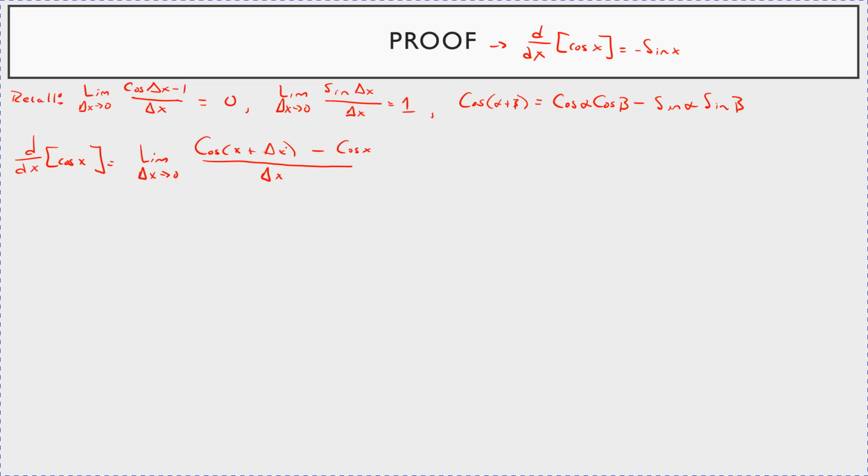So look, you can see we're going to use this trig identity, right? Cosine of alpha plus beta. Well, x is my alpha, beta is my delta x. So this is the limit as delta x goes to 0 of cosine of x cosine of delta x minus sine of x sine of delta x. And then don't forget you have this minus cosine of x, all over delta x.